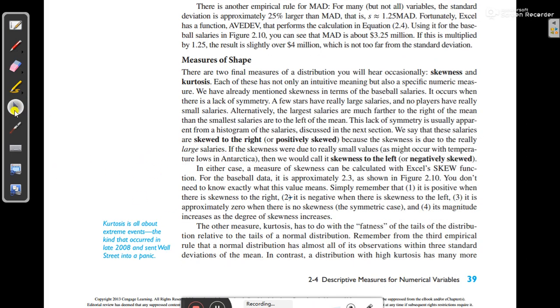And then last, there are two terms. One is skewness, one is kurtosis. Now what is skewness? Skewness, you can see here, a value might be skewed to the right or skewed to the left.